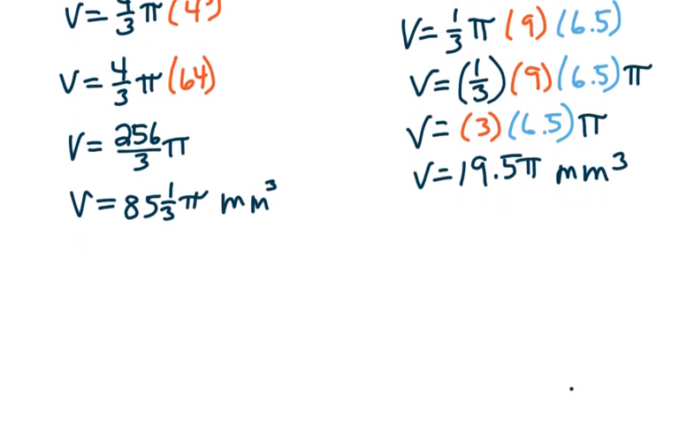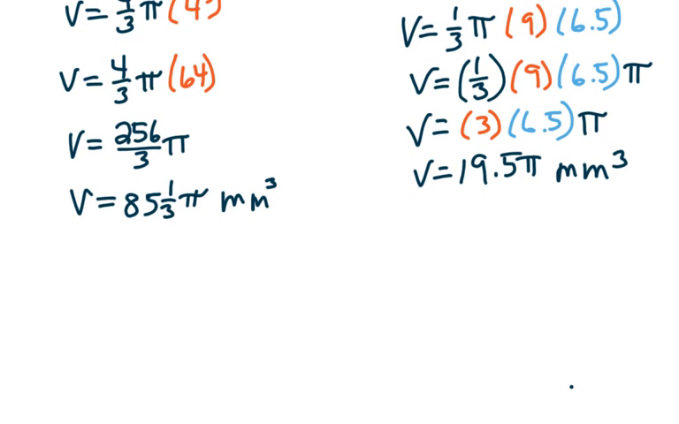Squaring it, 3 times 3 gives us 9. I was pretty excited to see the 9 because I realized that if we multiplied it by 1/3, that would give us 3. Sometimes when we have 1/3 in here, things get messy because 1/3 is a repeating decimal. But this is a nice way. We have some nice clean numbers. So I'm going to have 3 times 6.5. That gives us 19.5 pi millimeters cubed.